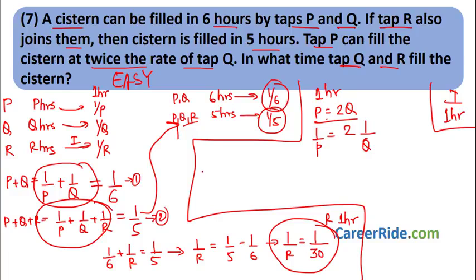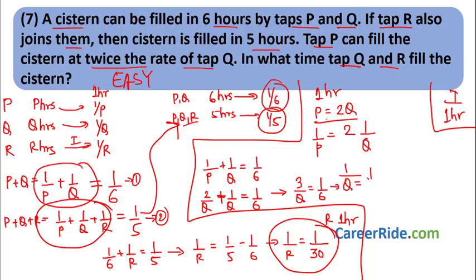We already know from equation 1, 1 by P plus 1 by Q would be equal to 1 by 6. Substitute the value, what do we get? 2 upon Q plus 1 upon Q is equal to 1 by 6. So what do we get? 3 upon Q equal to 1 by 6. So 1 upon Q would be 1 upon 18. That means work done by Q in 1 hour, right, is nothing but 1 by 18.